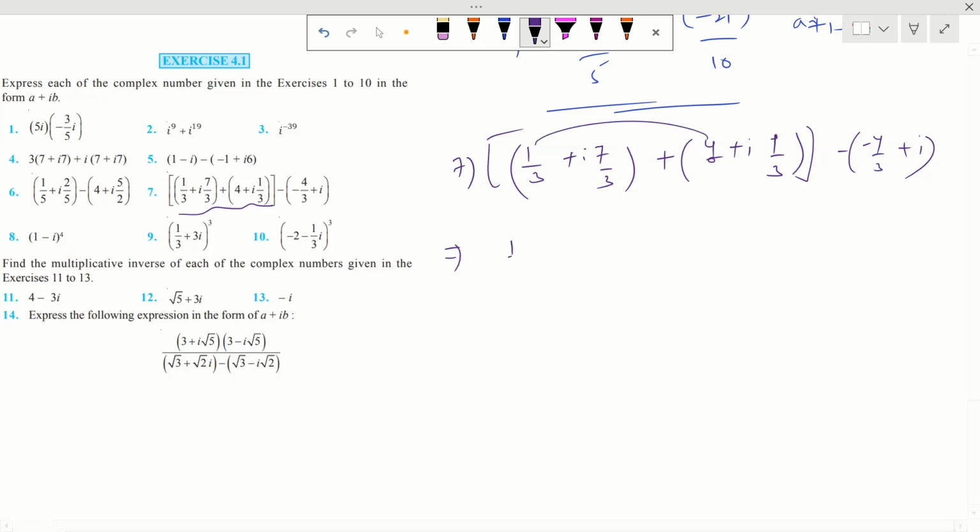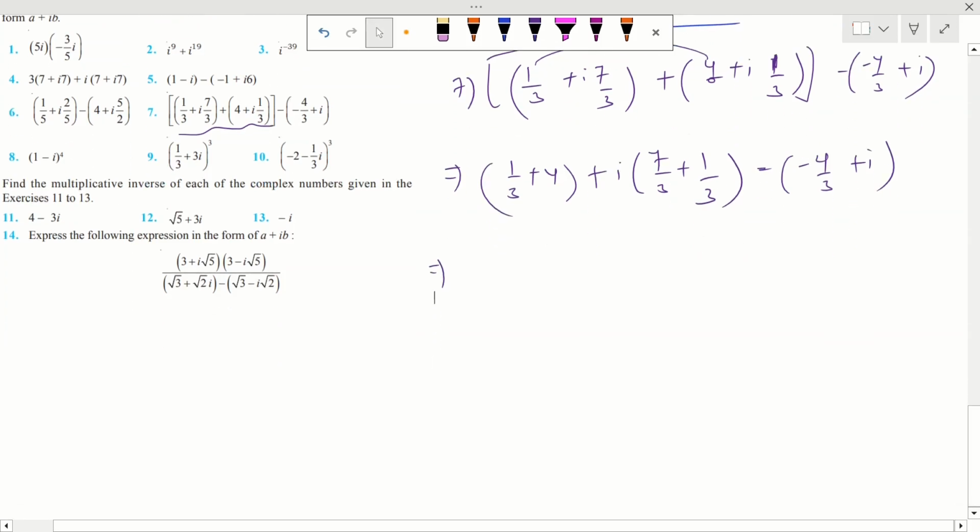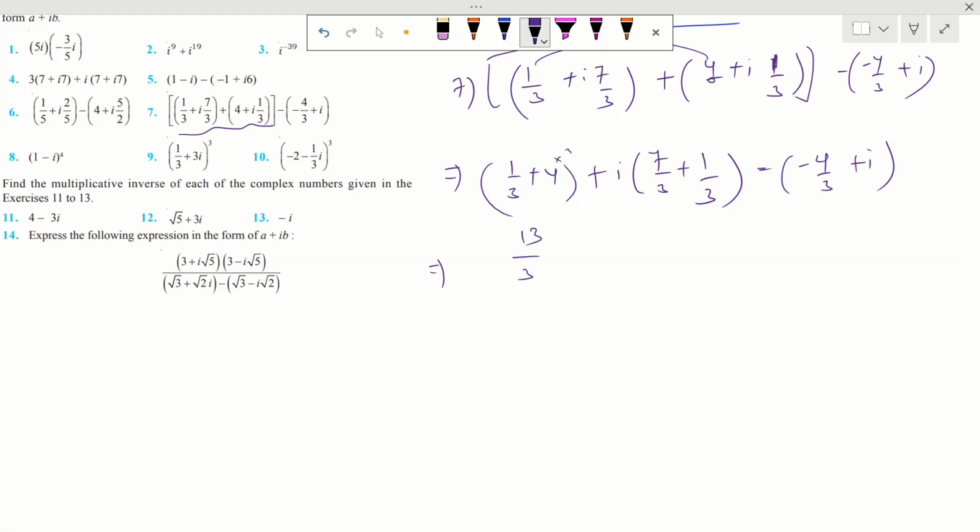First I will just do the addition. So here 1 by 3 plus 4 is the real part, and the imaginary part I am writing here. So it is i into 7 by 3 plus 1 by 3. Okay, and then next I'm writing minus of 4 by 3 plus i. I will simplify the first one. So 3 is the LCM, and 4 threes are 12, 12 plus 1 is 13, so this is 13 by 3, and this one is 8 by 3, i 8 by 3. Okay, now I'm taking the minus inside when we are subtracting. So the minus goes inside, then it is minus 4 by 3, then it is minus i.